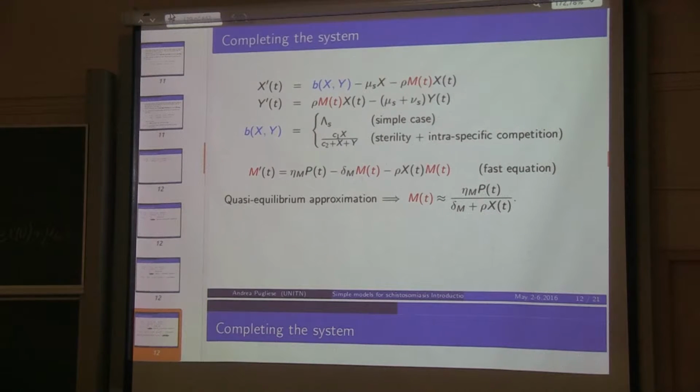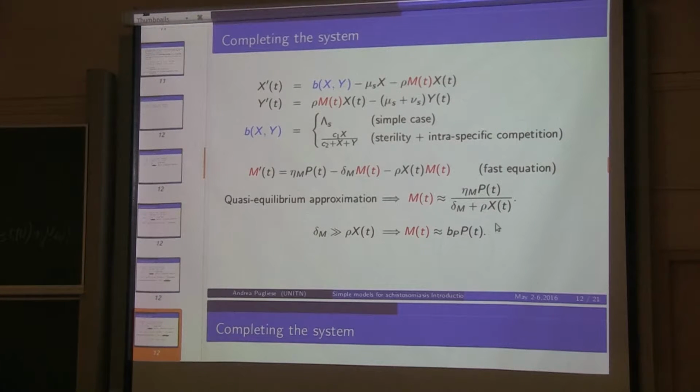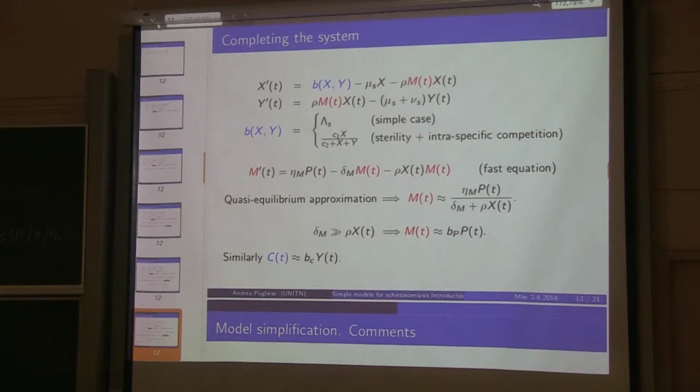And actually, generally, there is even a stronger assumption that is made. The assumption comes from assuming that this term delta m is much larger than the other one. It is much more likely for a Miracidia to die than to encounter a snail. And so we say, okay, we can neglect this term, and then m(t) is simply proportional to the parasite load. So this assumes that the density of Miracidia in water is proportional to the total load of parasite in the human population. And this clearly simplifies the system. And similarly, one can assume that the density of cercaria is simply proportional to the density of infected snails. And these are simplifying assumptions.